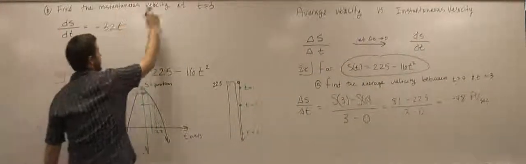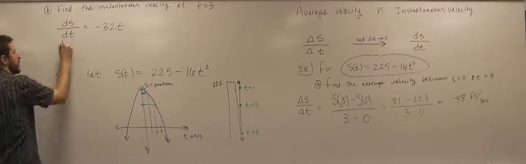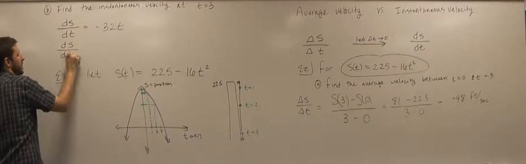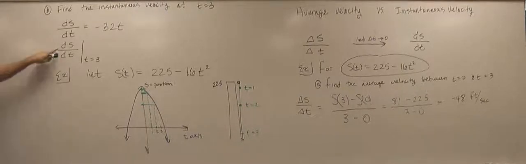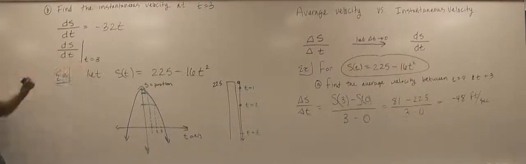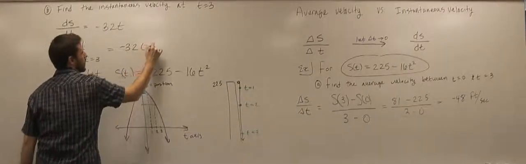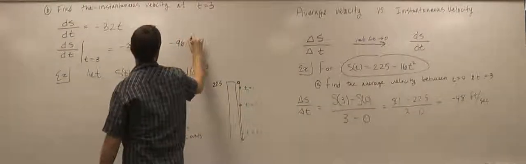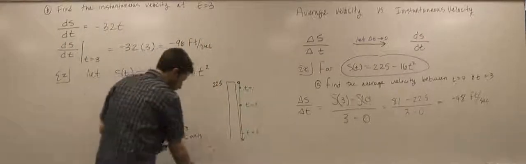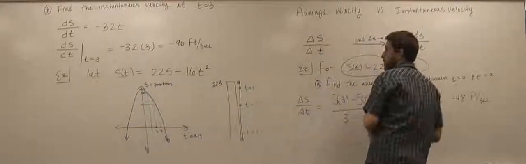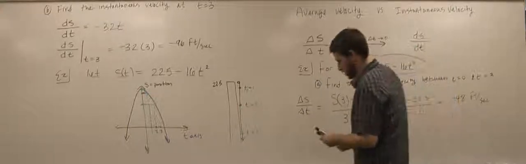But I want the instantaneous velocity at t equals 3. So you plug it in. By the way, the notation for that is to put a little t equals 3 outside of a vertical bar. This is the instantaneous velocity at t equals 3. You do that by plugging in 3, you get negative 96. So why do you suppose this is bigger than this? It's accelerated.